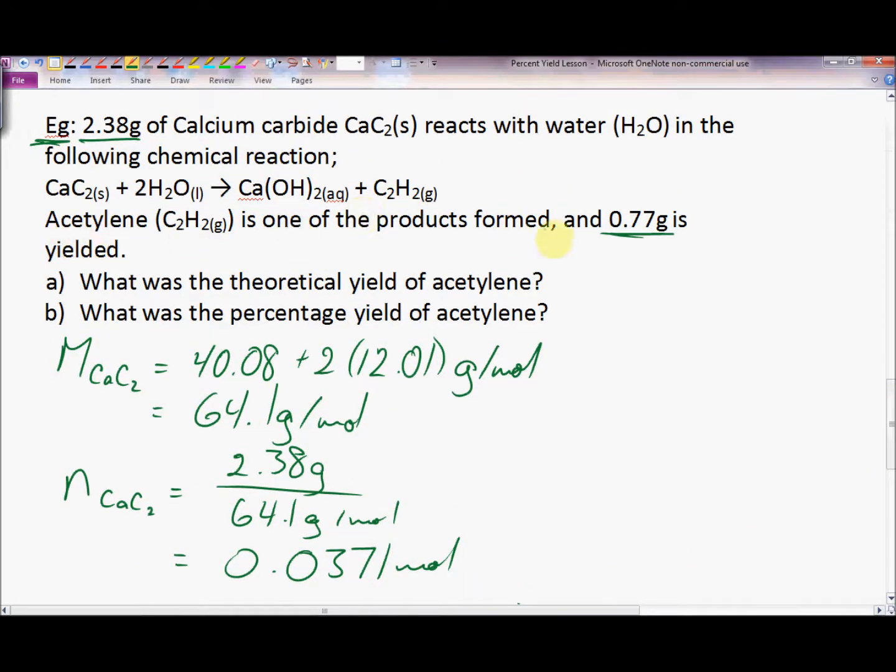Okay, now it says that acetylene was produced and it's 0.77 grams that were yielded. So part B, what was the percentage yield of acetylene? We'll calculate that now.